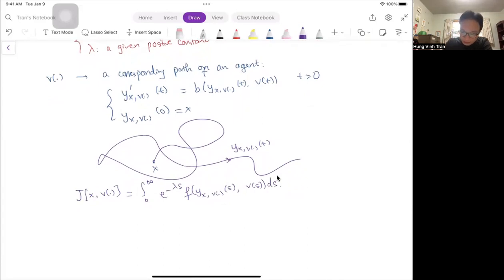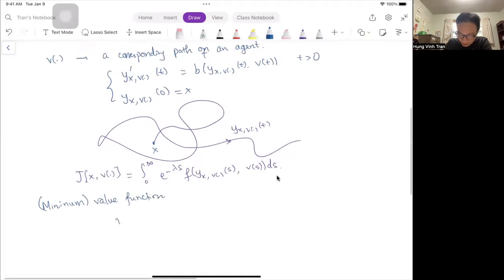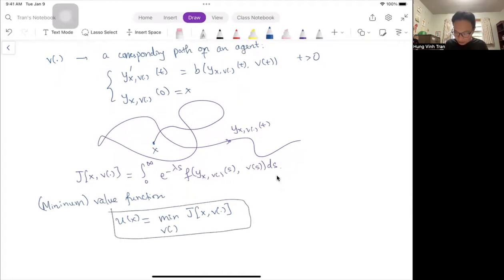And again, we would define the minimum value function, or simply just value function, to be u(x), which is just the infimum over all possible controls of the cost functional. Okay. So that's just the basic setting. Remember that for each beginning point x, the dynamics are complicated. By defining the value function, if we just look at the value function, we essentially ignore the dynamics.